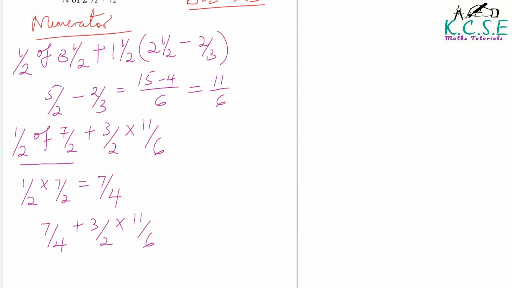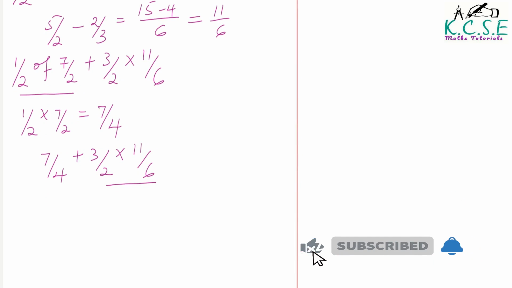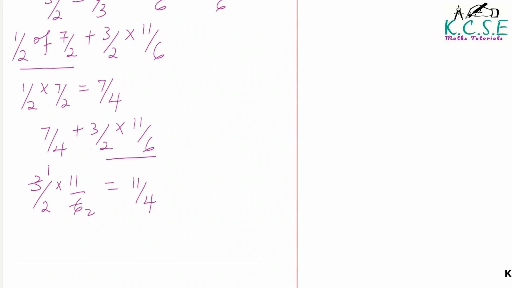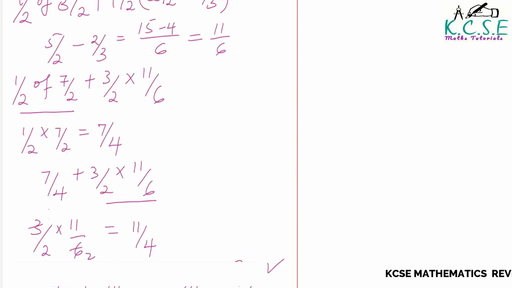The next operation that should follow is multiplication, because we have only addition and multiplication. Multiplication should come first. So we have 3 over 2 multiplied by 11 over 6; cancelling 3 into 3 once and 6 into 3 twice, this gives 11 divided by 4. Now we have 7 over 4 plus the solution we've got for multiplication, which is 11 over 4. When we add these, you get 18 divided by 4, which simplifies to 9 over 2. So that is the solution for the numerator.